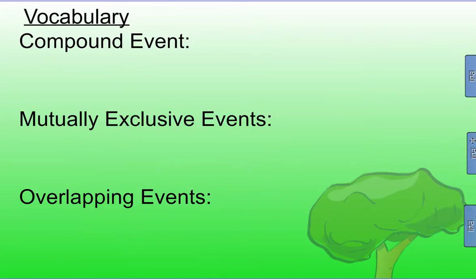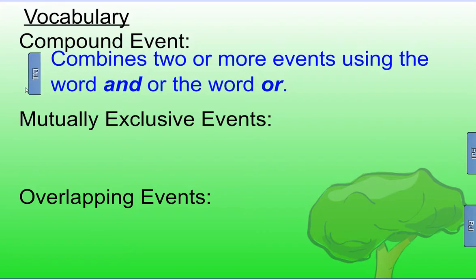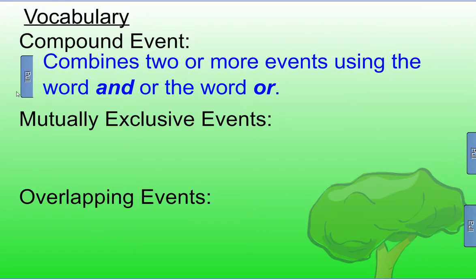We've got quite a few vocab words, 5 vocab words here. So starting at the top, a compound event. A compound event is when you have 2 or more events happening together. So it's 2 or more events. And a lot of times you'll see this thing and another thing, or. So rolling a dice and flipping a coin, or rolling a dice, rolling a 3 or a 4. Those are compound events.